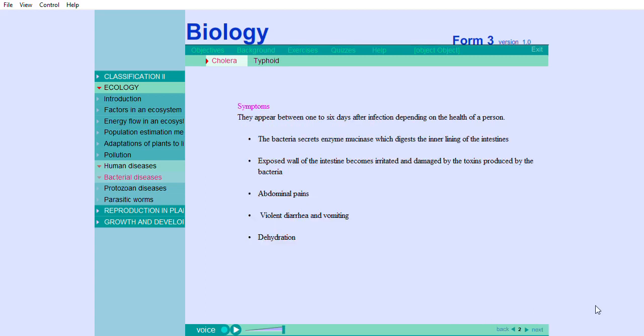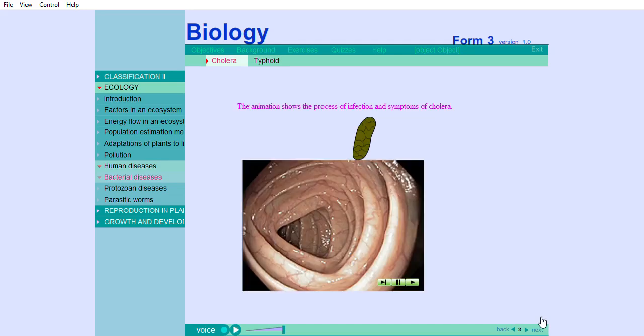Symptoms. They appear between 1 to 6 days after infection, depending on the health of a person. The bacteria secrete the enzyme mucinase, which digests the inner lining of the intestines. The exposed wall of the intestine becomes irritated and damaged by the toxins produced by the bacteria. Abdominal pains, violent diarrhea and vomiting, and dehydration. The animation shows the process of infection and symptoms of cholera.